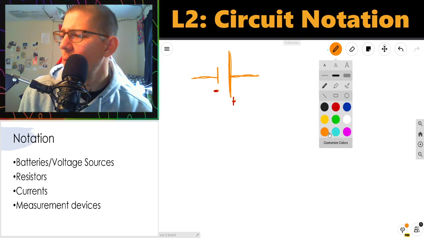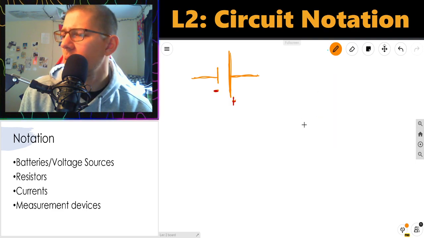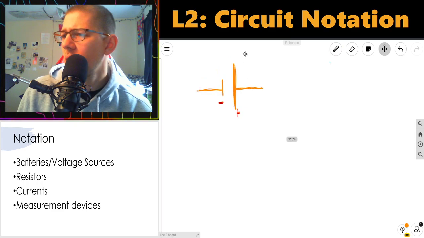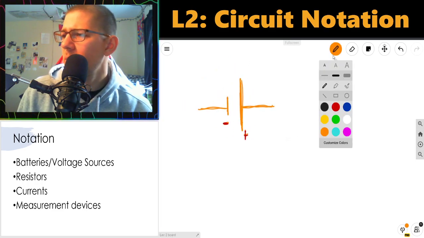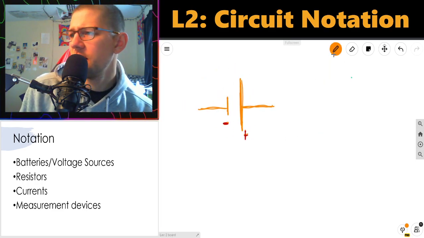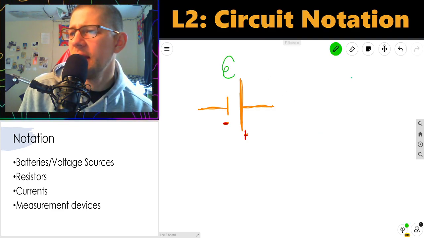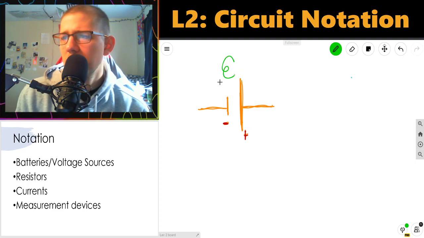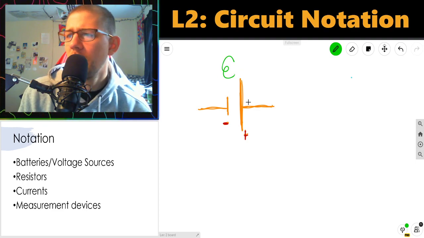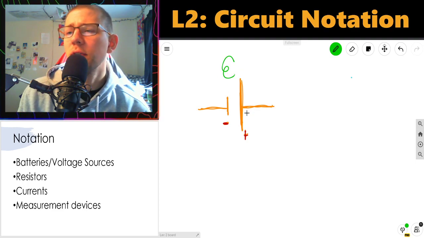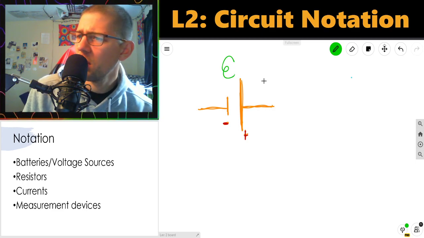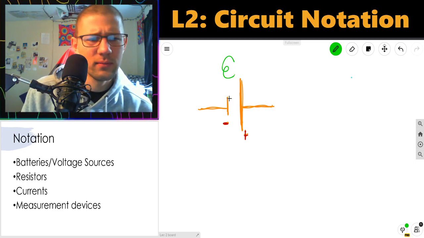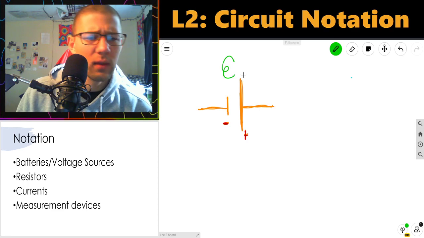Okay, there's a few ways that we denote batteries. The way that I would write in a battery voltage is this kind of capital E looking thing, squiggly E. That means voltage source voltage. So this thing has units of volts, capital E.